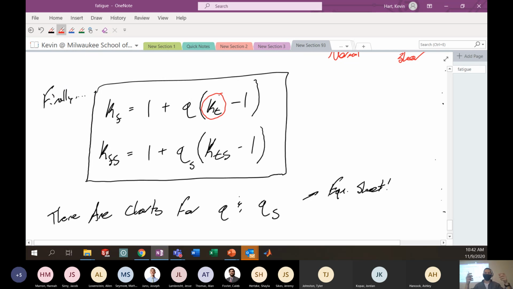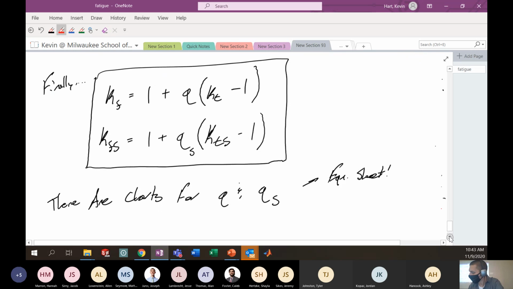If you had a plate with the width that was twice the diameter of the hole, then your static stress concentration factor was about 2.2. We saw that in the chart before I talked about it. Okay, so that's where you get that value. Then you go to this notch sensitivity chart to figure out the value of Q. Plug all that in, and you can figure out your fatigue concentration factor.